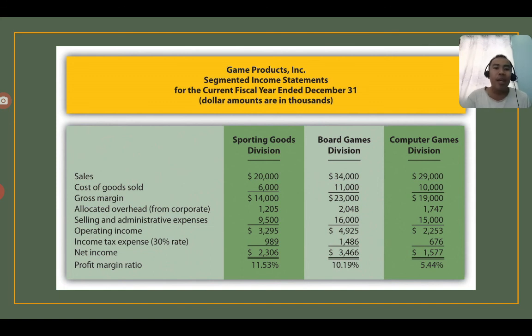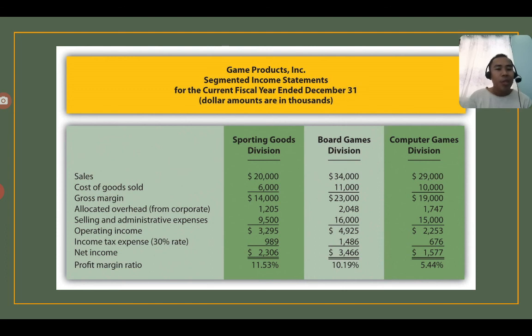Since Game Products Incorporated is a decentralized organization, there are divisions: sporting goods division, board games, and computer games. In the computation of segmented net income, we have the sales, cost of goods sold, and the rest of the items, and I will highlight the net income.